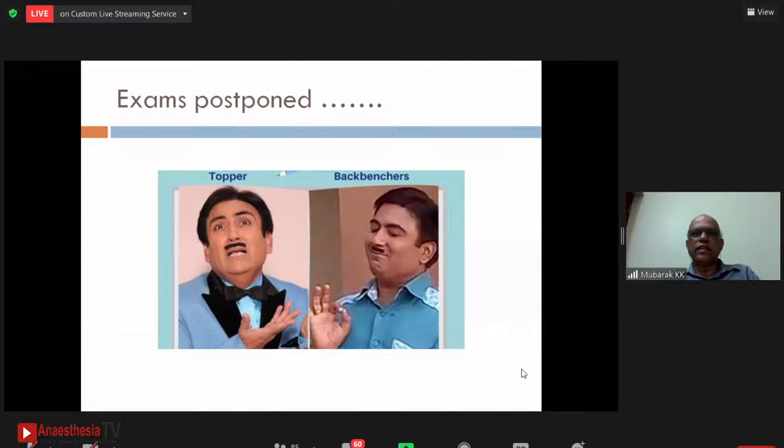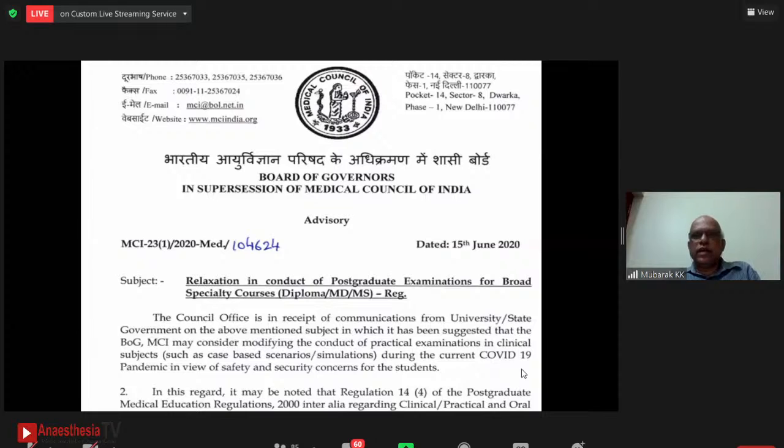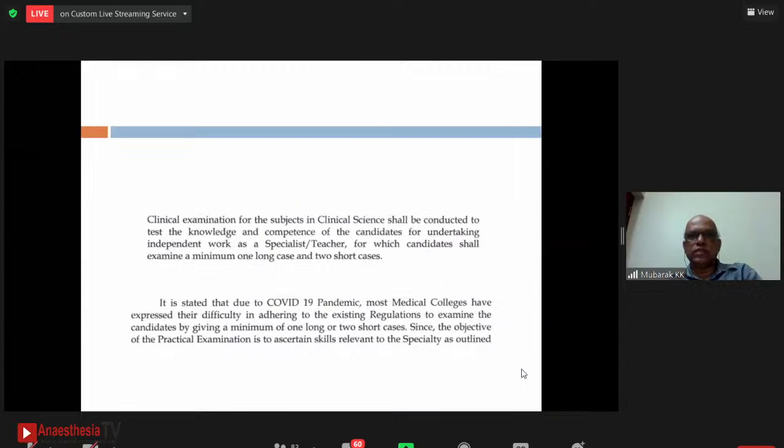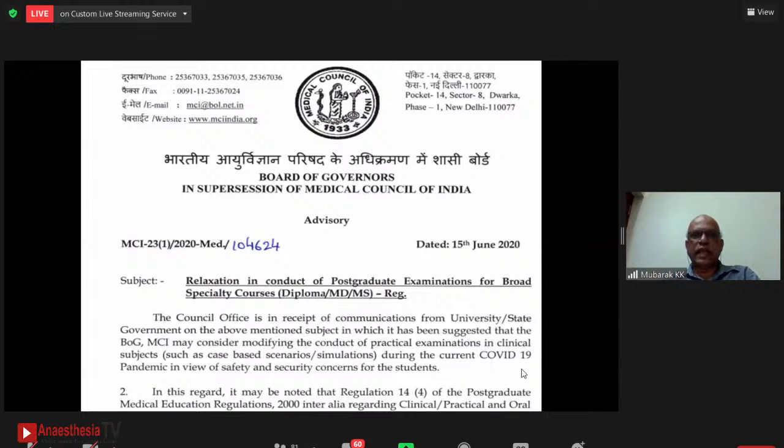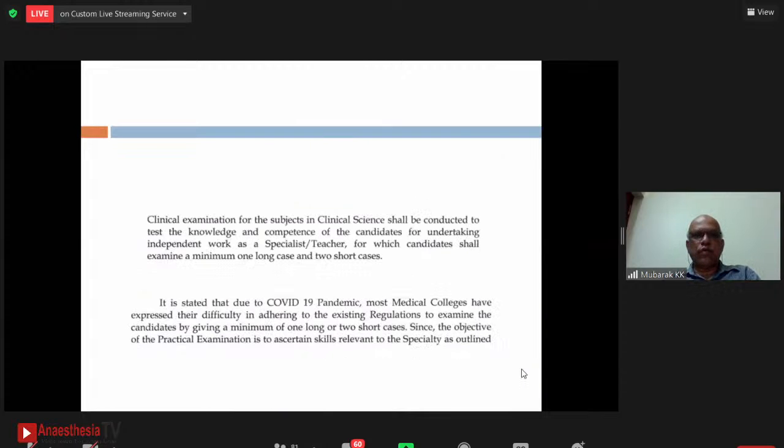And the Medical Council of India in May and June came with two orders to tackle the situation, which put a full stop to the indefinite postponement of the exams. The first order was on May 15, and the second one came in June. With these two orders, the Medical Council of India, in the special scenario, allowed an exception.